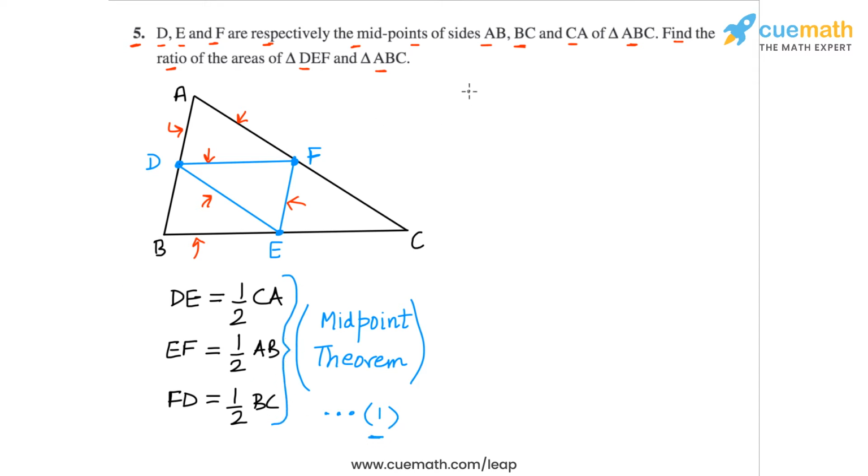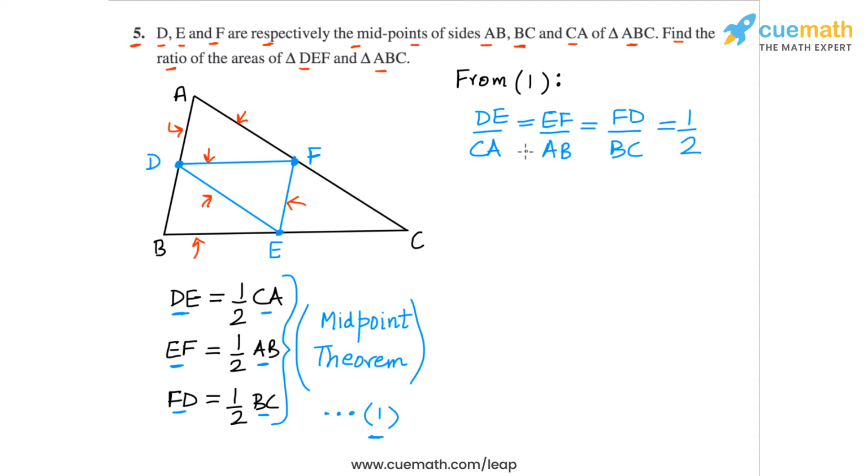From this set of equalities, from 1, we can now calculate the ratio of corresponding sides. So DE by CA will be equal to half, EF by AB will be equal to half, and FD by BC will also be equal to half. So DE by CA equals EF by AB equals FD by BC. All three ratios are equal to half, and therefore the two triangles will be similar. But what is the ratio of corresponding sides?